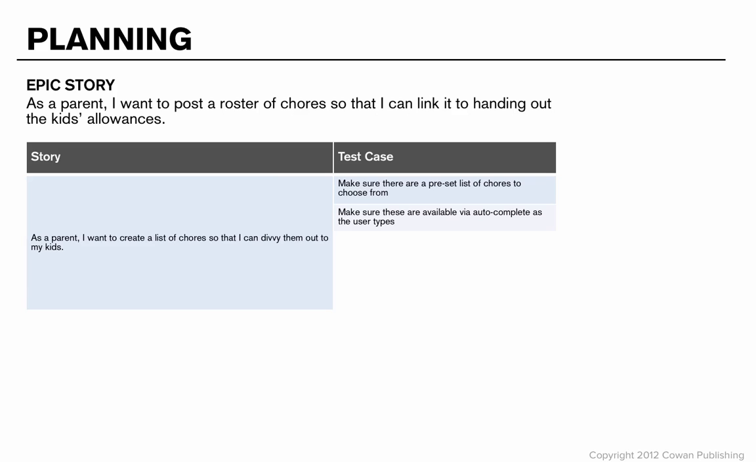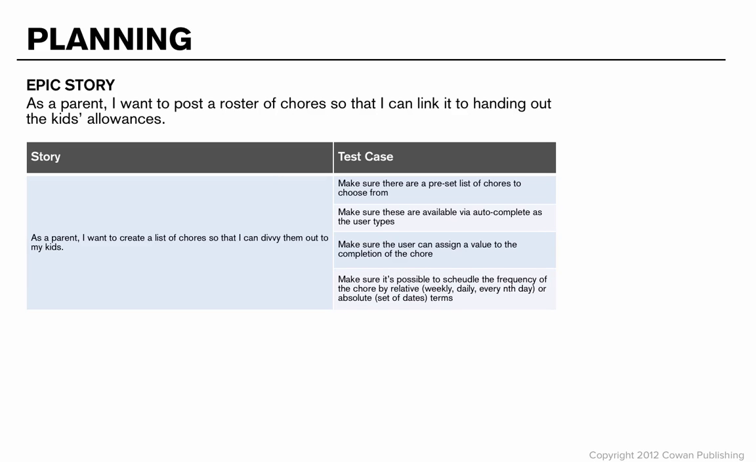Another one would be, make sure that as the user types in a chore, the application suggests a series of these preset chores through autocomplete as the user types. Another test case would be, make sure that the user can assign an allowance value to the chore. Another test case would be, make sure it's possible to schedule the frequency of the chores by relative, like weekly, daily, or absolute, a set of dates type frequencies.